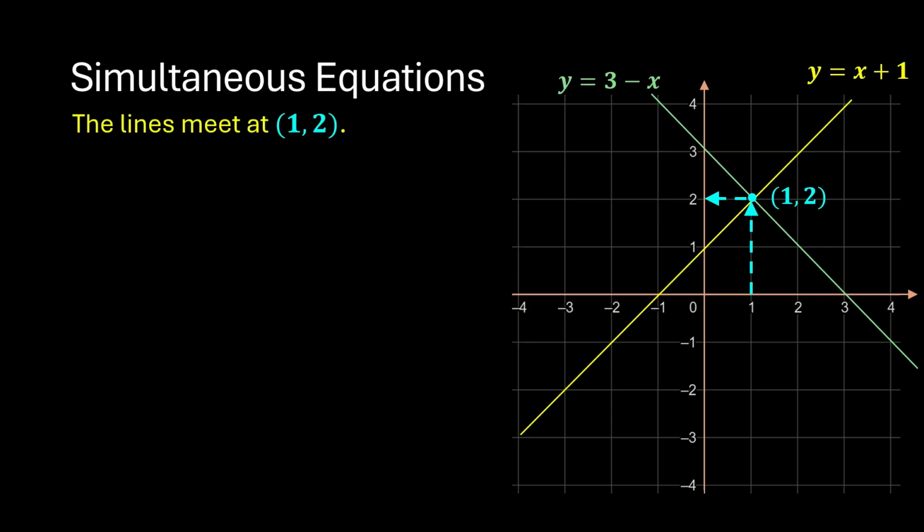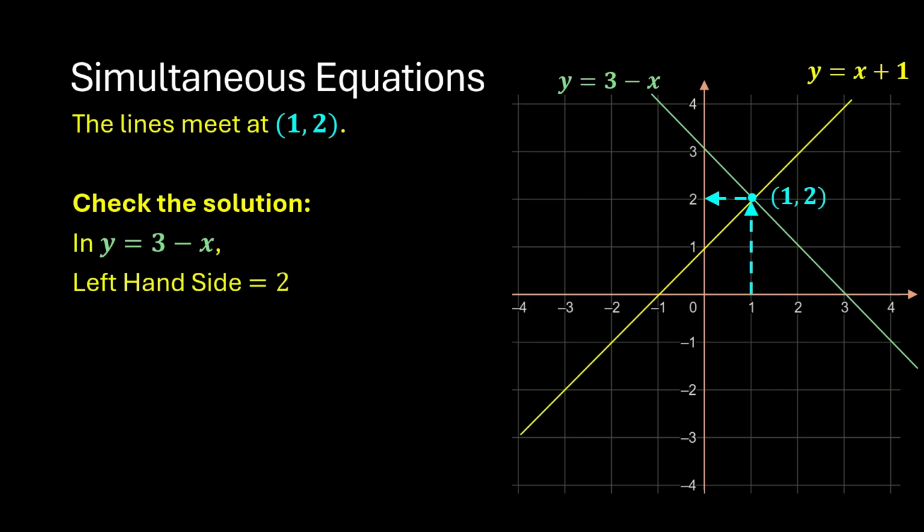We can check the solution by substituting back into the original equations. So let's check in y equals 3 minus x. The left-hand side equals 2. It's just y. And the right-hand side equals 3 minus x, or 3 minus 1 at this point. And that also equals 2.